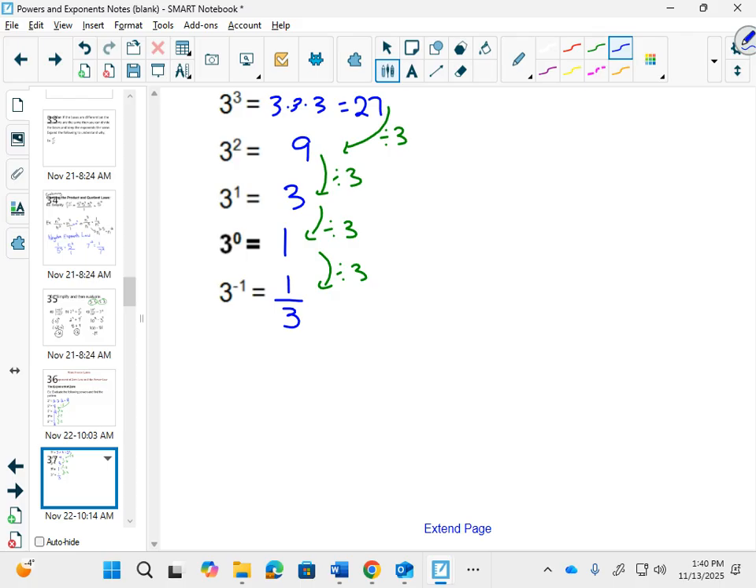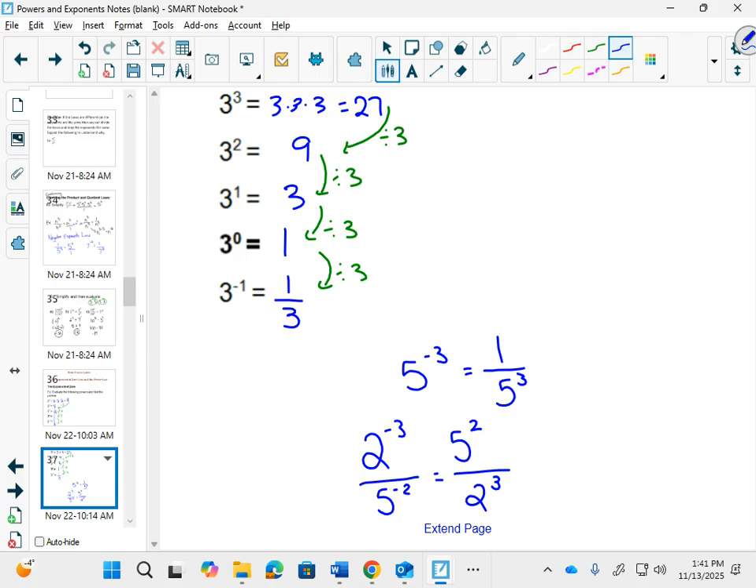So this is your zero exponent rule, that anything to the 0 is equal to 1. Okay? And we learned the negative exponent rule last time. Negative exponent rule says if I had 5 to the negative 3, I can switch it to the other side of the fraction and make the exponent positive. If I had 2 to the negative 3 over 5 to the negative 2, this would go positive at the bottom and this would go positive at the top. It switches to the other side of the fraction. That's your negative exponent rule.